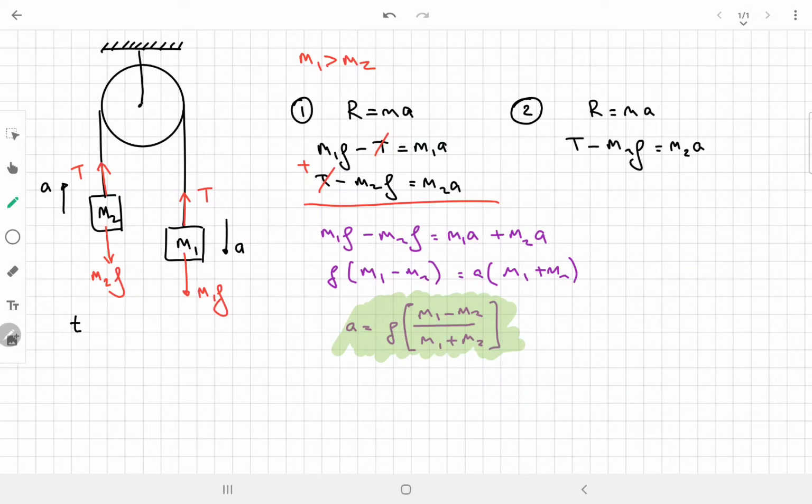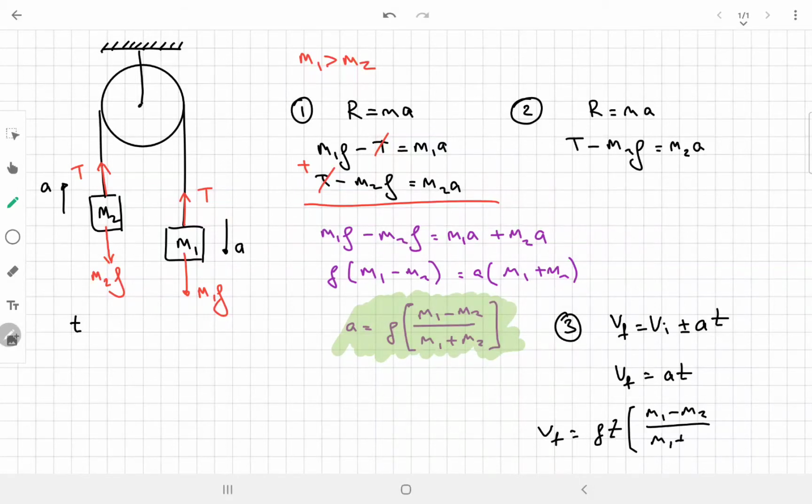The next question was to find the velocity after time t. This is motion with constant acceleration. Let's assume that the initial velocity was equal to 0. So the final velocity, this will be our equation number 3, is the initial velocity plus at. The initial velocity is 0 because the system was at rest. So it is acceleration times time, and we already calculated the acceleration. So v equals g times t times (m1 minus m2) divided by (m1 plus m2). This will be the velocity of the objects after a certain time.